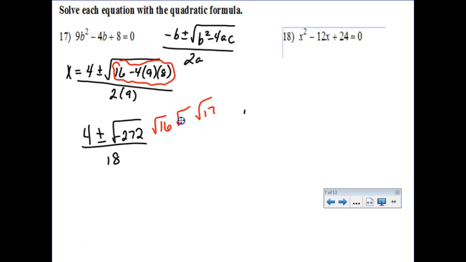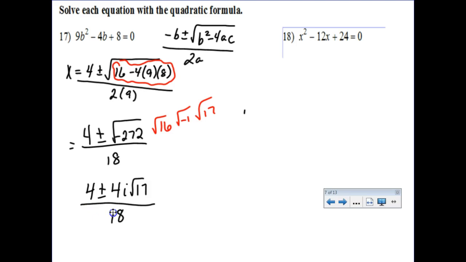I'm going to put the 16 first, and I pull the negative 1 out in the middle of it, because then when I simplify, this becomes a 4, this becomes an i, and this is just that. So right now, we have 4 plus and minus 4i square root of 17 all over 18.